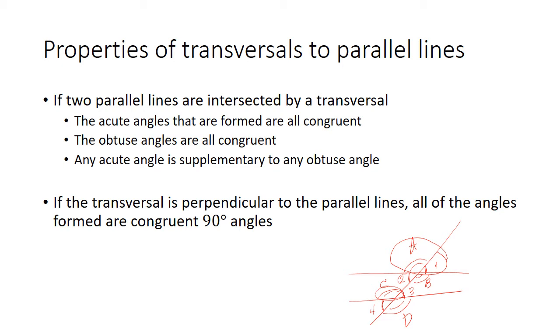Now, if your transversal is perpendicular, so if you've got these two parallel lines, pretend those are parallel, and your transversal comes out perpendicular, then that means all of the angles in there are going to be congruent 90-degree angles. So this one's 90, and that one's a 90, and that one's a 90, and this one's a 90, and that's a 90, and a 90, and a 90. So you've got all these 90-degree angles, which means that they're all congruent to one another.